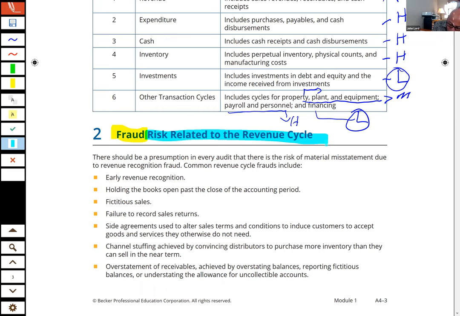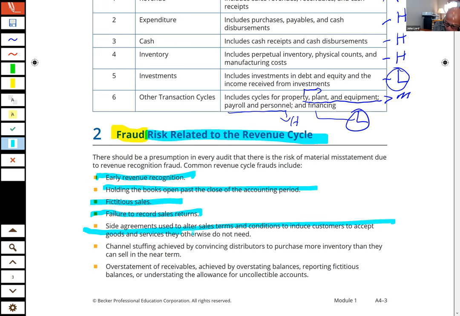Okay. So notice they say there's concern about early recognition of revenue, holding the books open past the close of the accounting period so that revenues that belong in the next period could be accounted for in the previous period, fictitious sales, failure to record sales returns, side agreements to get the customers to accept goods and services they otherwise do not need.